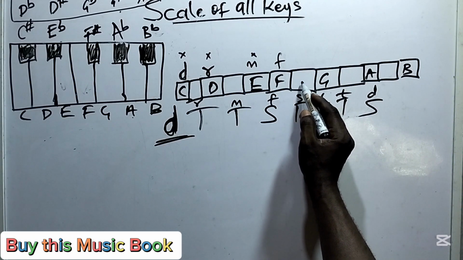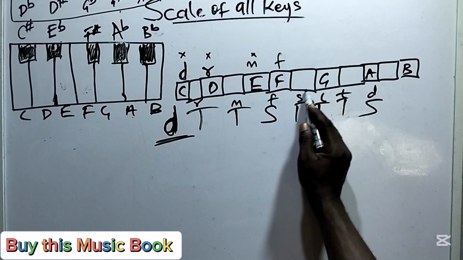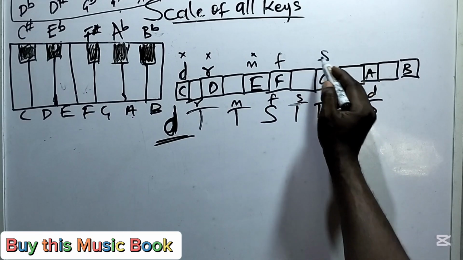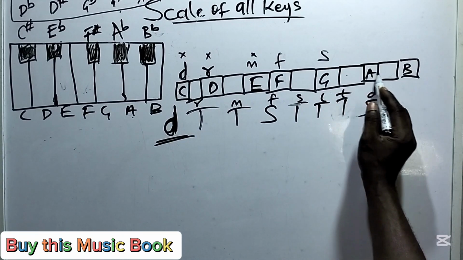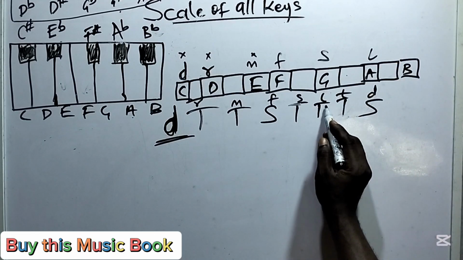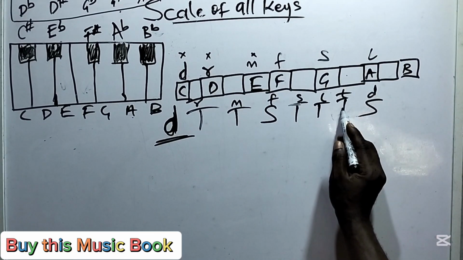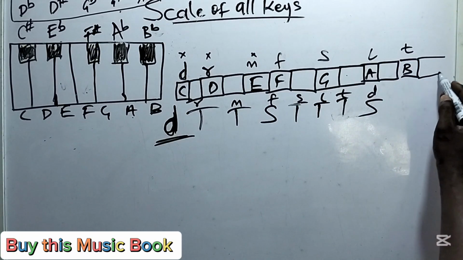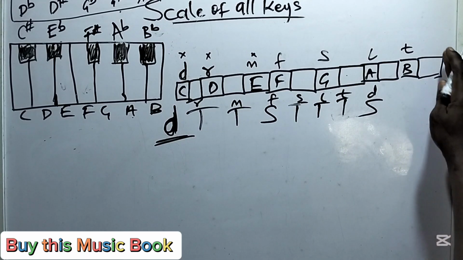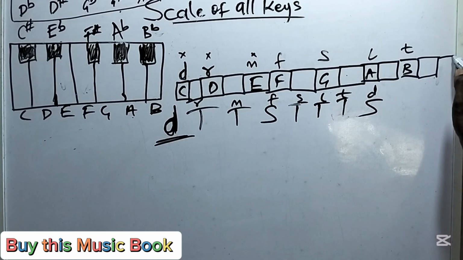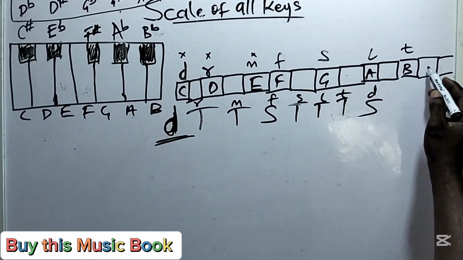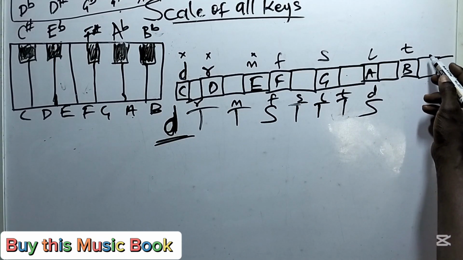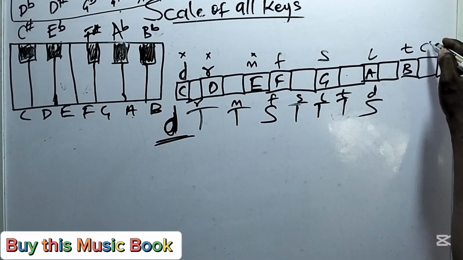Then after fa, you count 1, 2, you get sol. After sol, you count 1, 2 to get la. You see, it's a tone. After la, you still count 1, 2 to get ti. And after ti, you still have a block, which is C, because after A, B, you still have C. B and C, just a semitone. You understand it? So you still have C here, which is the do upper octave.